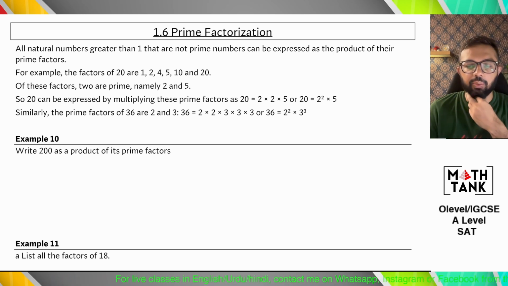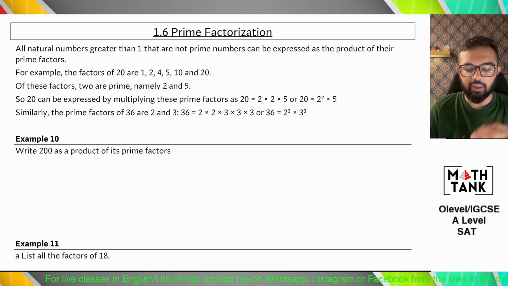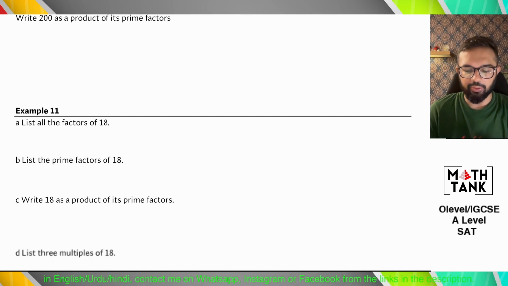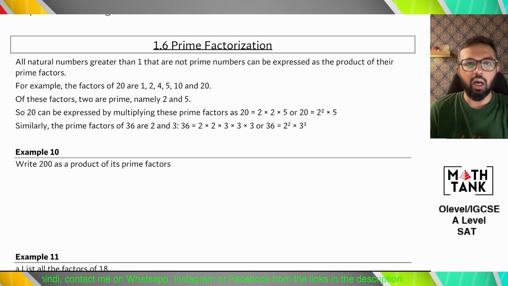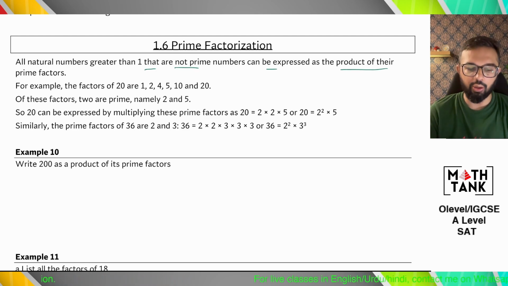When you break up a number into its factors, there are various ways of doing it. I'm going to demonstrate in a bit how I list down the factors. But let's first talk about prime factors. What are prime factors? All natural numbers greater than 1 that are not prime numbers can be expressed as the product of their prime factors. So any number can be broken down into the product of its prime factors.